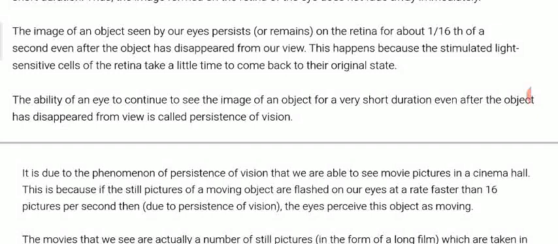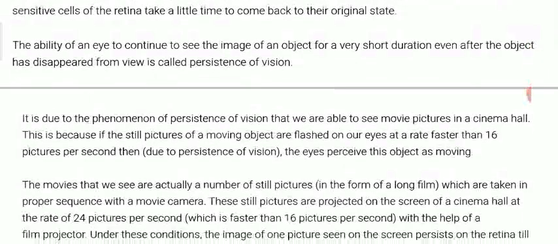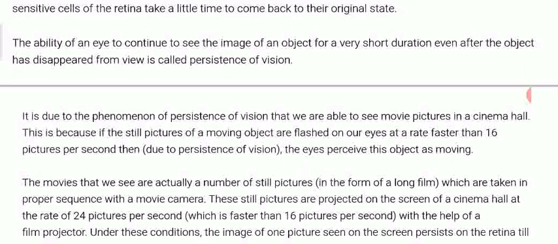Obviously, for the functioning of anything it takes some time. So this is the time duration for it to get back to the normal state. That's why the image is going to stay on the retina for 1/16th of a second. So the ability of an eye to continue to see the image of an object for a very short duration even after the object has disappeared from view is called persistence of vision.